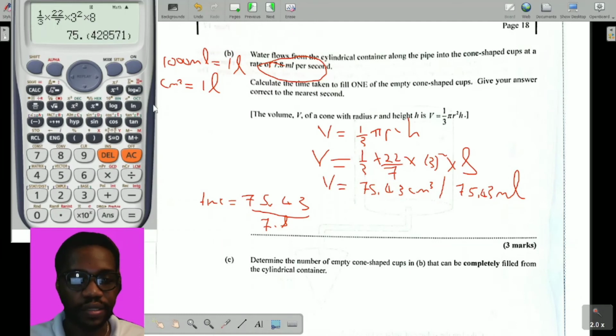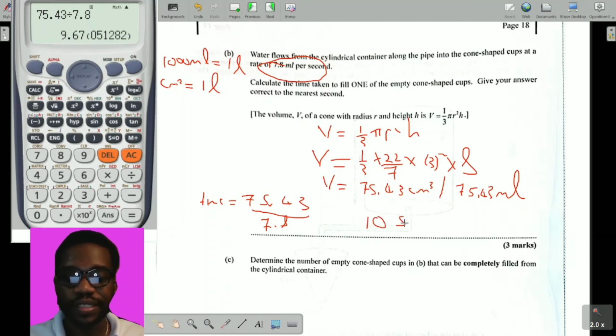Alright, so I'm going to have 75.43 divided by 7.8 equals 9.6. And it says to the nearest second. Now, since you have 9.6, 6 comes after 9, which is more than 5. You round up one place, so 9 goes up to 10. So it's going to be 10 seconds. Alright? Now, let's go down a bit now.